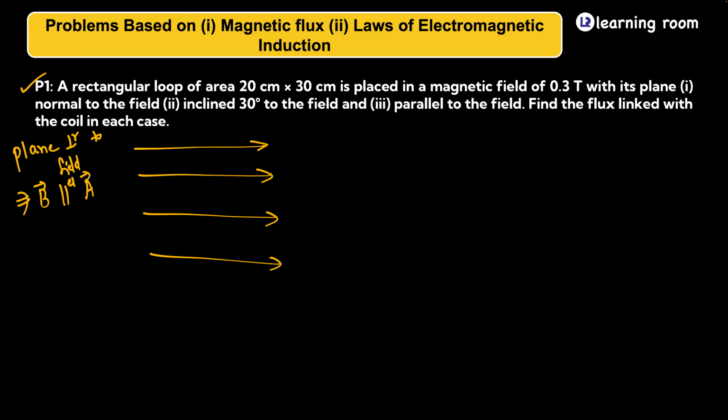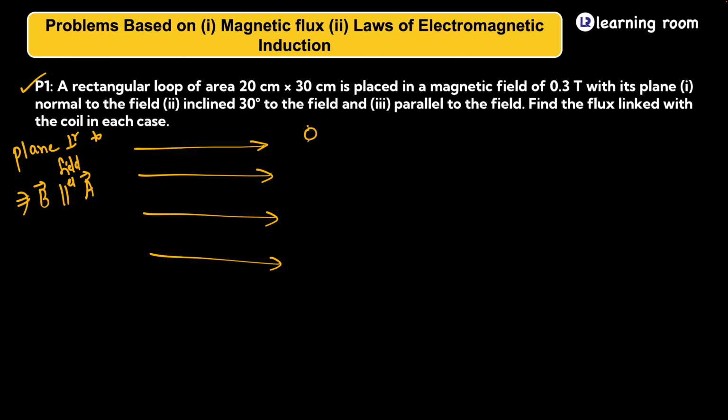One common mistake we make is wherever we see normal, because the formula for flux is BA cos theta, we put theta equal to 90 and solve. You will get the wrong answer. When the plane is perpendicular to the magnetic field, the area vector is parallel to the magnetic field. Makes sense, right? So that's what happens here.